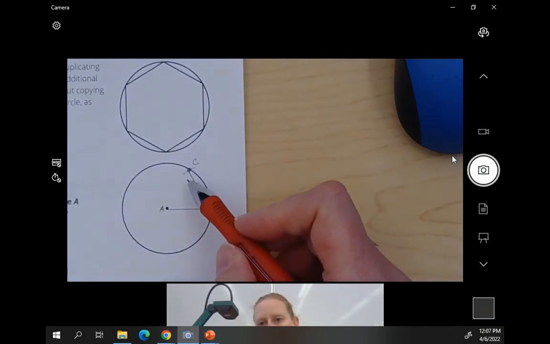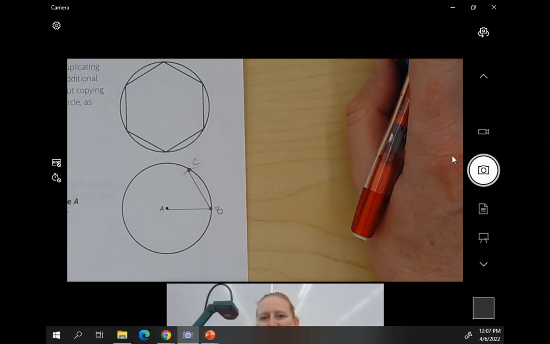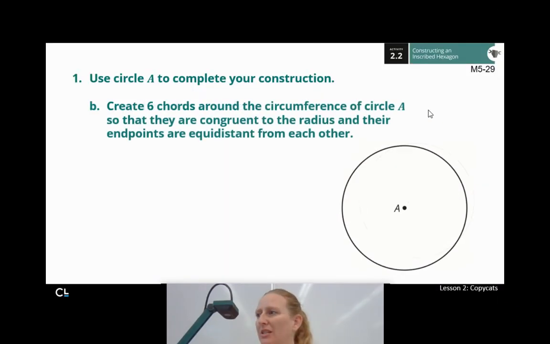Can you keep doing that? Can you create, and I'm going to bring up the directions here so you can see better, 6 of those chords around the circumference of the circle A such that they're all congruent to the radius and their endpoints are all equidistant from each other? We did B, we did C. Can you keep creating those chords around your circle? Hit pause, go all the way around the circle, connect them up, and then hit play when you're ready to check your work.